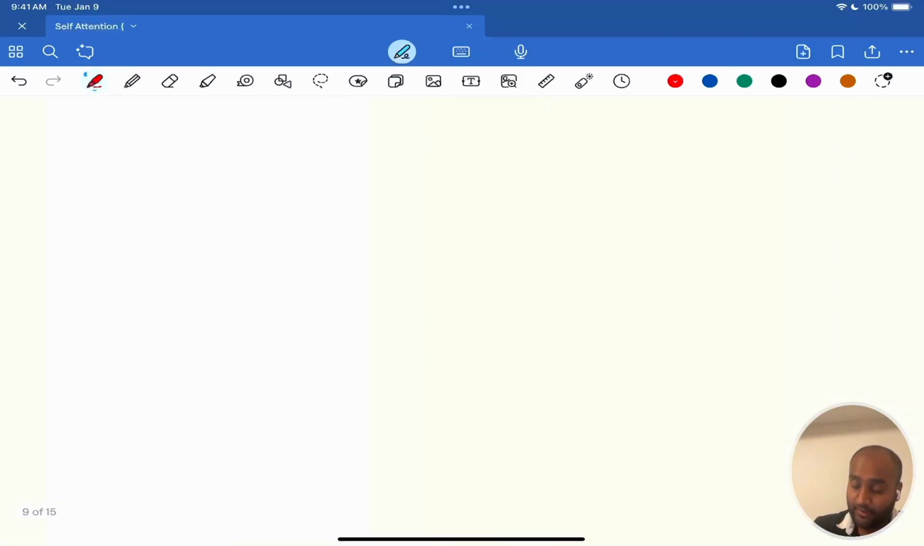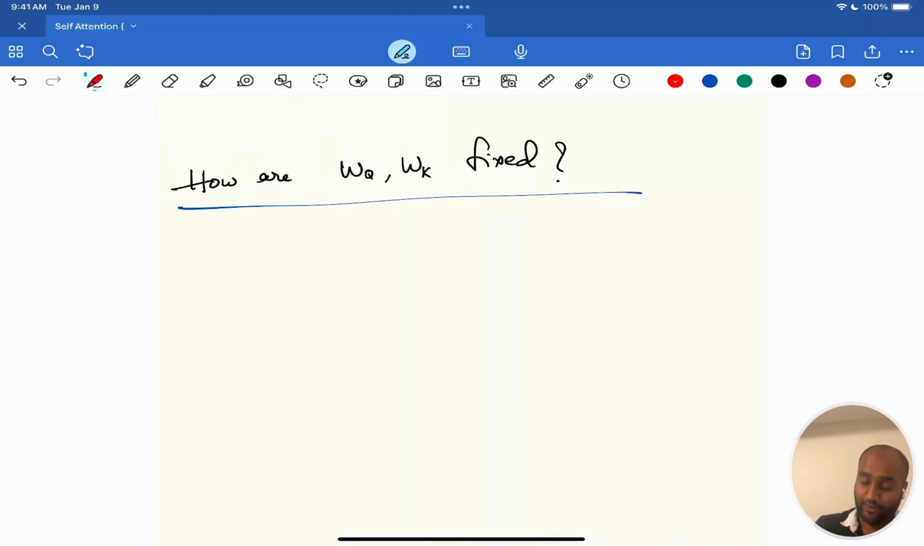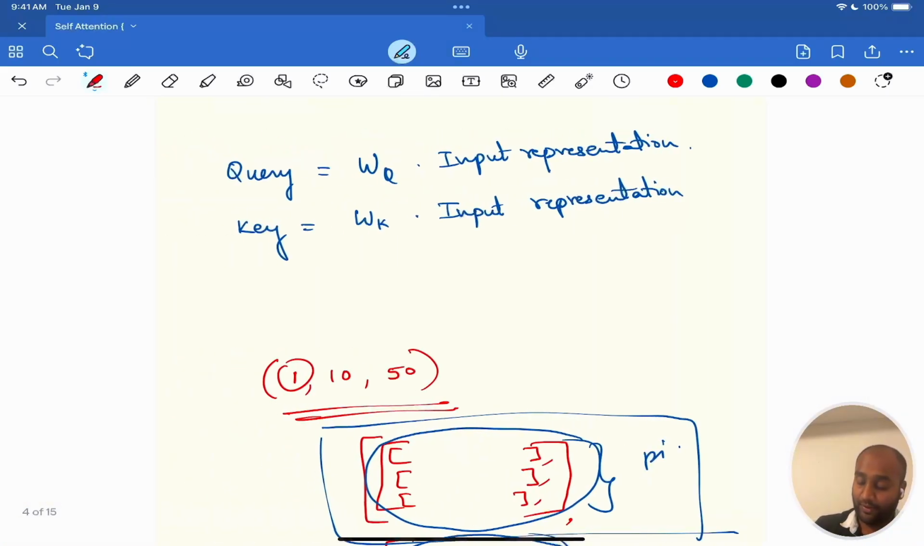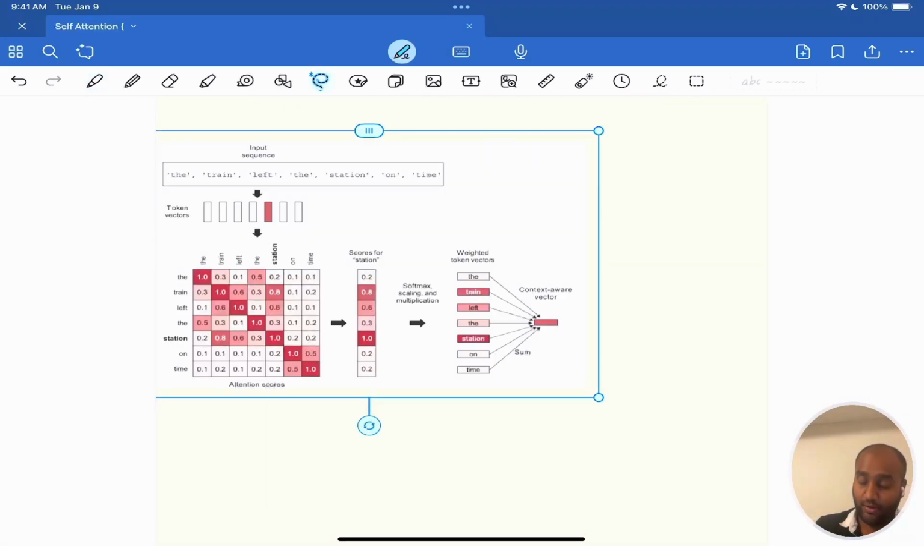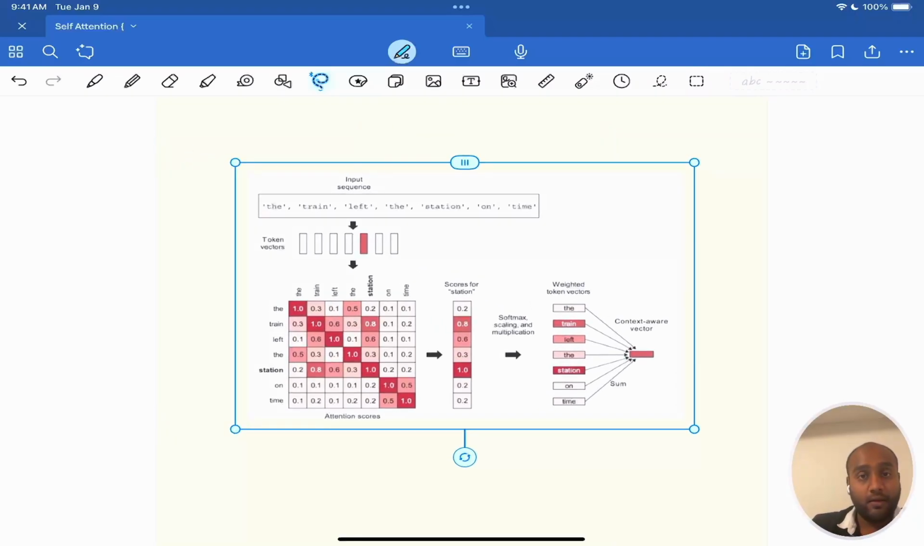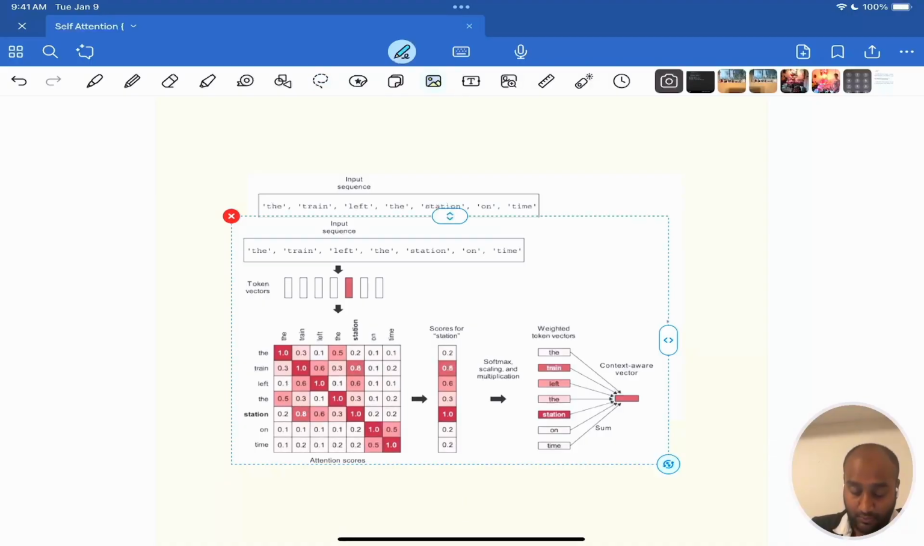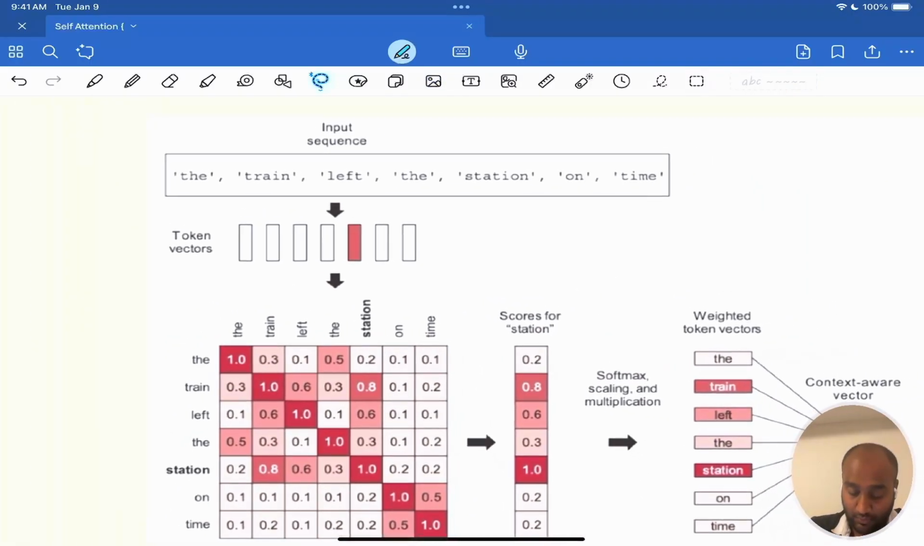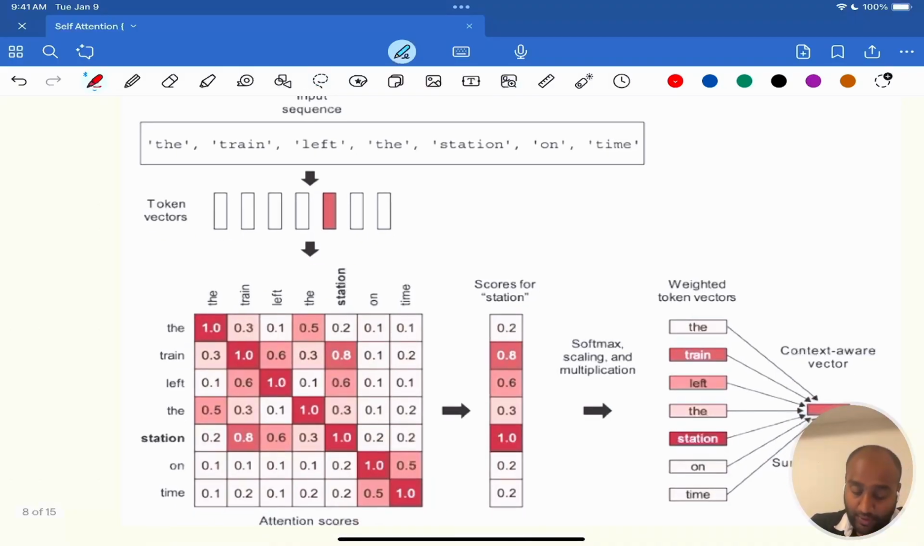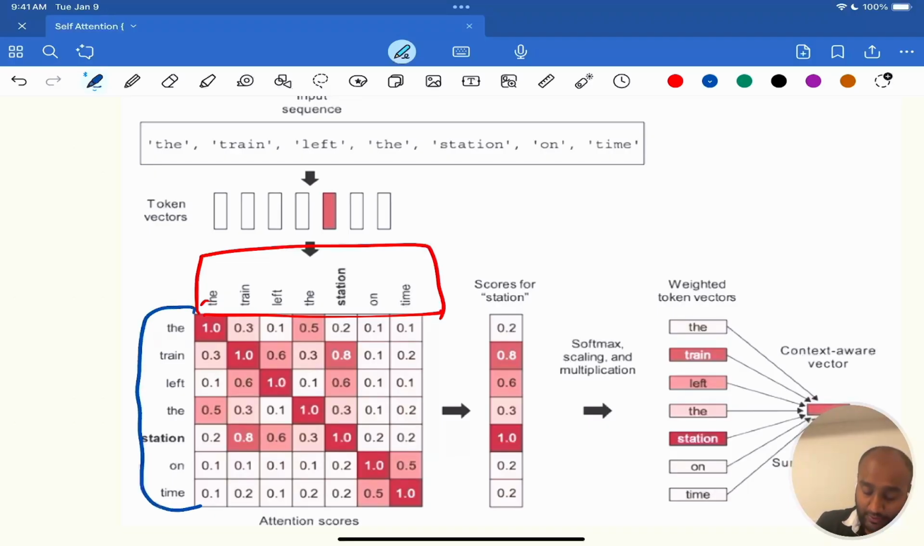There is some slide that I've kept here for you guys. Maybe wait, let me find it. Okay, good. If you can see here, the train left the station on time. Now this is one sentence and multiple tokens. So this is the same sentence.